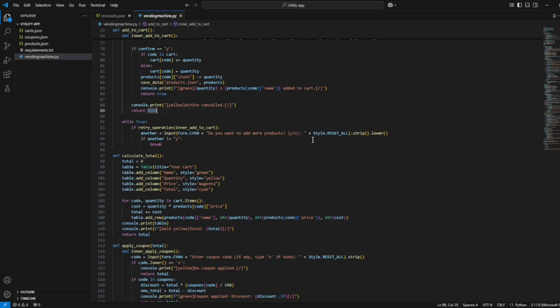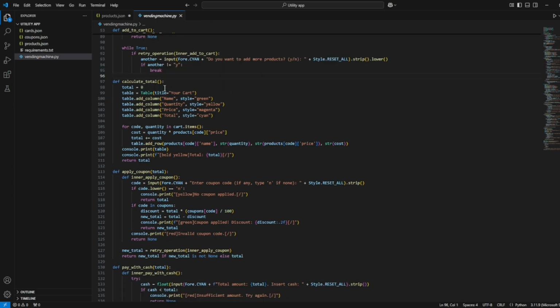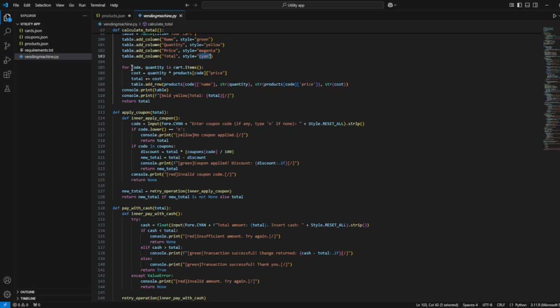And after choosing, if it's done, like if he presses n, like he doesn't want anything more, then it will be a break, like it will go to the next function. So what's next? Now I have to calculate the total, how much he wanted and how much it will cost. So I put some functions here with some coloring so that it looks nice, and here are the functions to make the total of it.